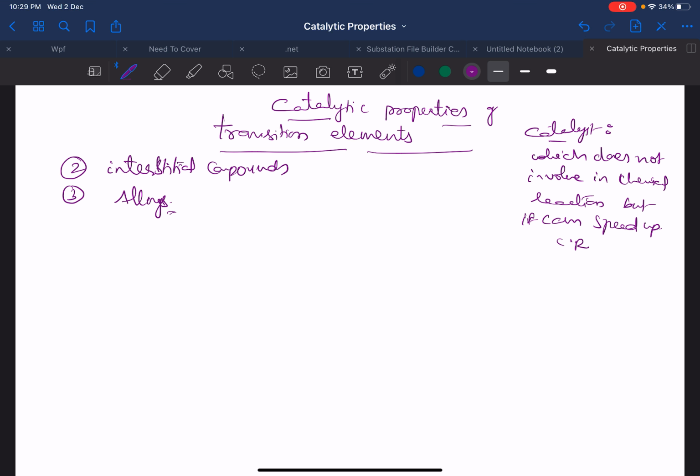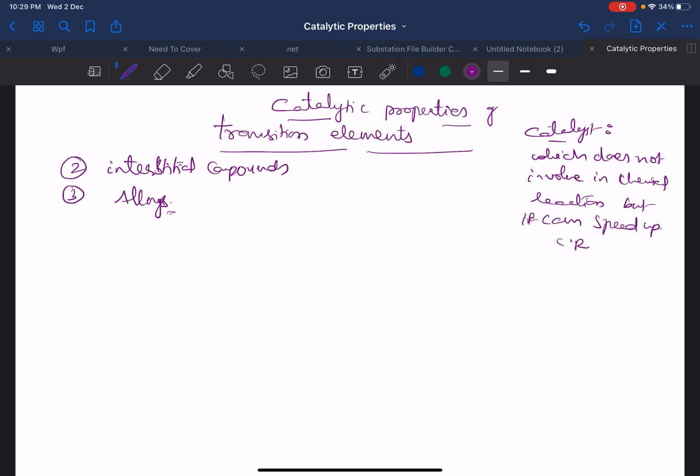Most of the transition elements work as very good catalysts. Almost all the transition elements work as very good catalysts. So why are they used as very good catalysts? What is the reason for the catalytic property of the transition elements? Now we will discuss the catalytic properties of the transition elements.